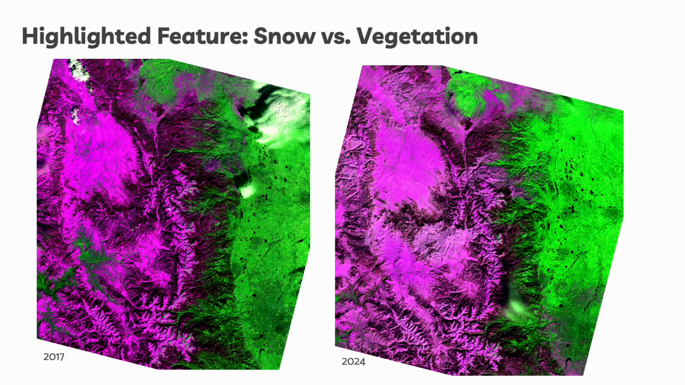So my highlighted feature is snow. These two images show 2017 and 2024. The pink shows the presence of water and snow as it is highly reflective. The green shows vegetation and other landscape types. I chose my bands just because it highlights the difference in vegetation versus water better than any of the other band combinations that I explored.